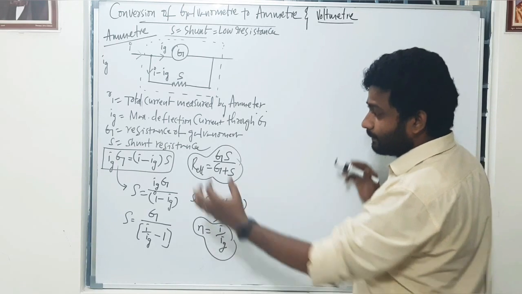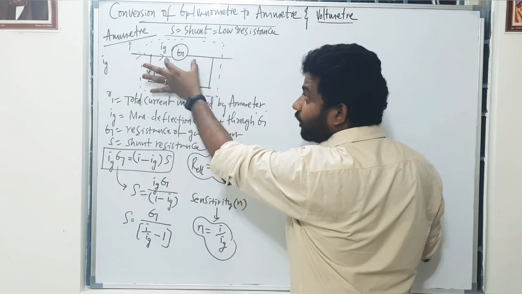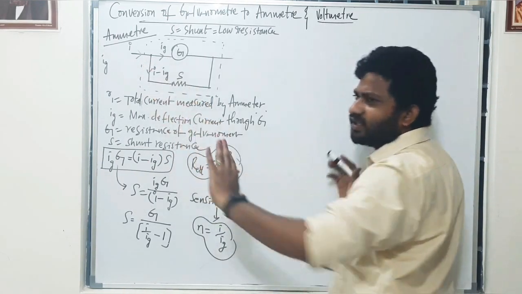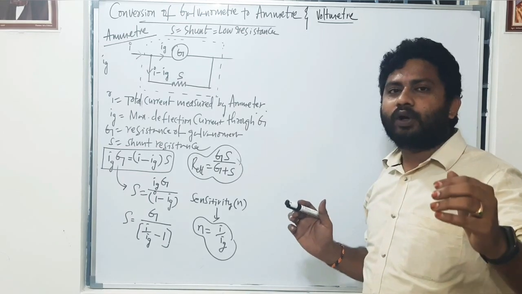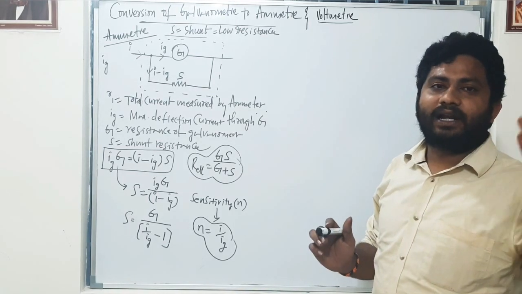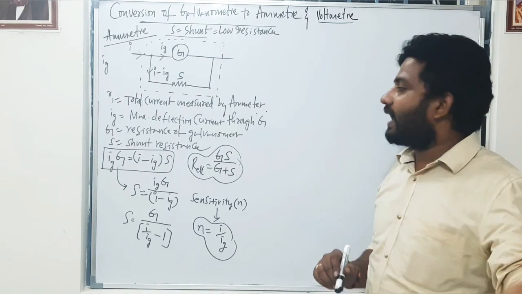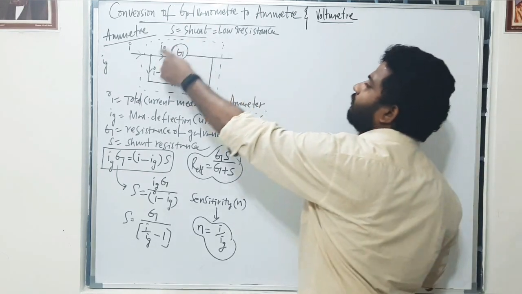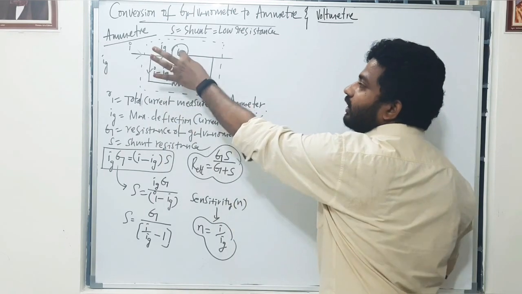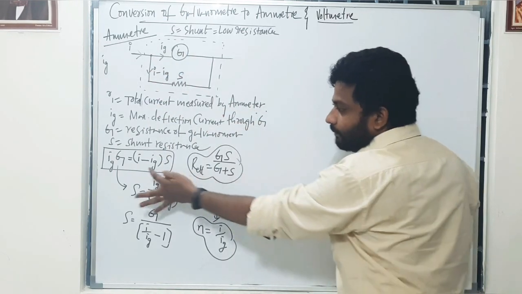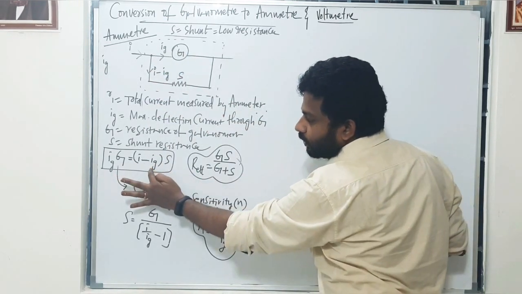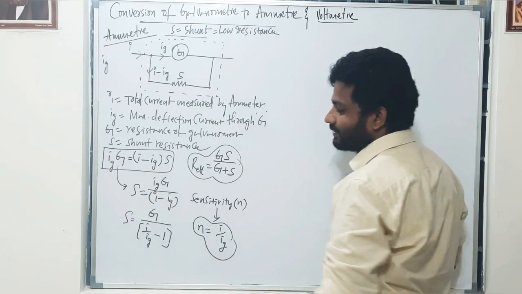Number one, the potential difference across this and across this is the same, because the two resistors are connected in parallel combination. And number two, what is that? The effective resistance of this circuit is G into S by G plus S. From this potential difference equal to this potential difference, we have got the shunt resistance.